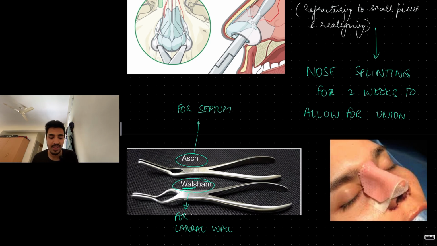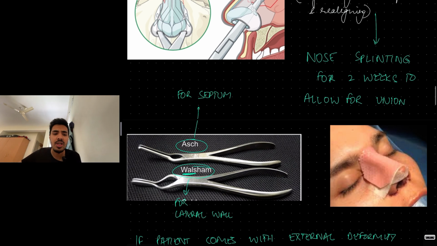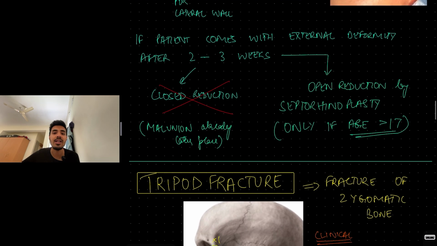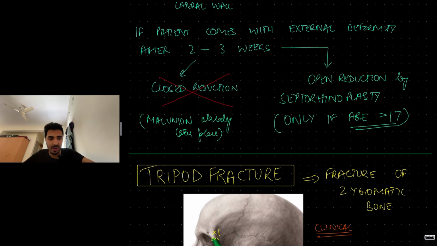So this is the most commonly practiced way of close reduction, disimpaction and realignment, followed by nose splinting for 2 weeks. But let's say a patient does not come back after 5 to 7 days, but patient comes back to you with external deformity after 2 to 3 weeks. Then close reduction is no longer an option. Why? Because by then already the malunion would have taken place. The deformity would have been completely fixed.